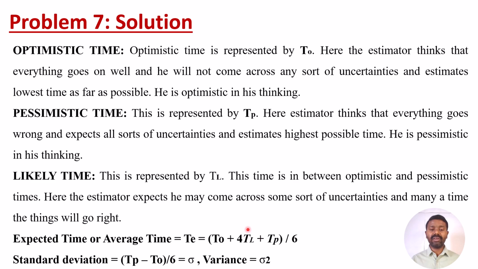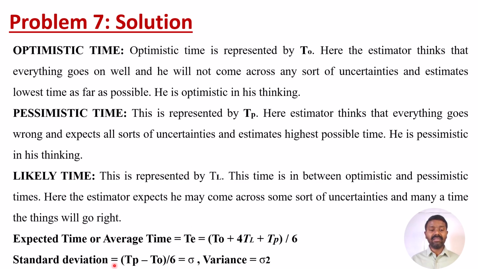So that is why we take 4 weightage, multiply by 4, and add these two, and we divide by 6. So this is the average, the expected time to complete the project. By considering all these three factors, that is why we need to take this average time, and we will consider this as the time duration to complete this one activity.